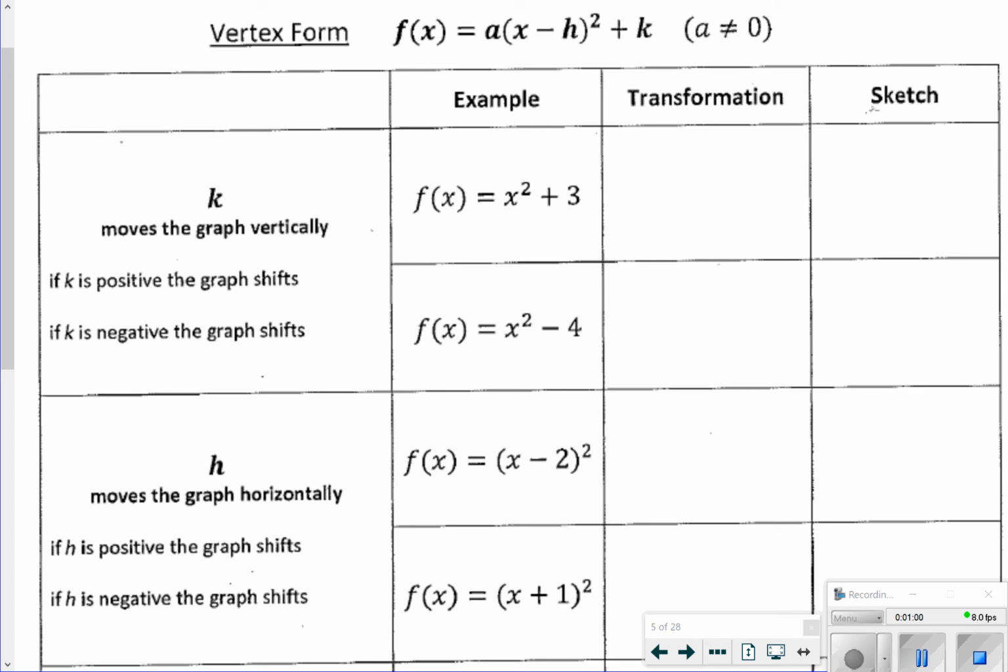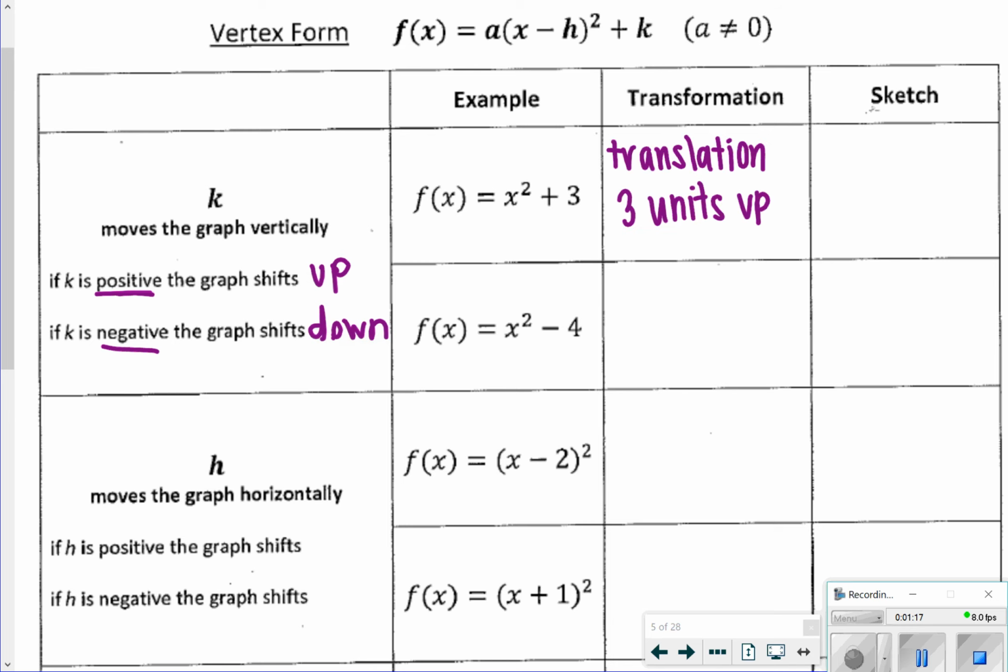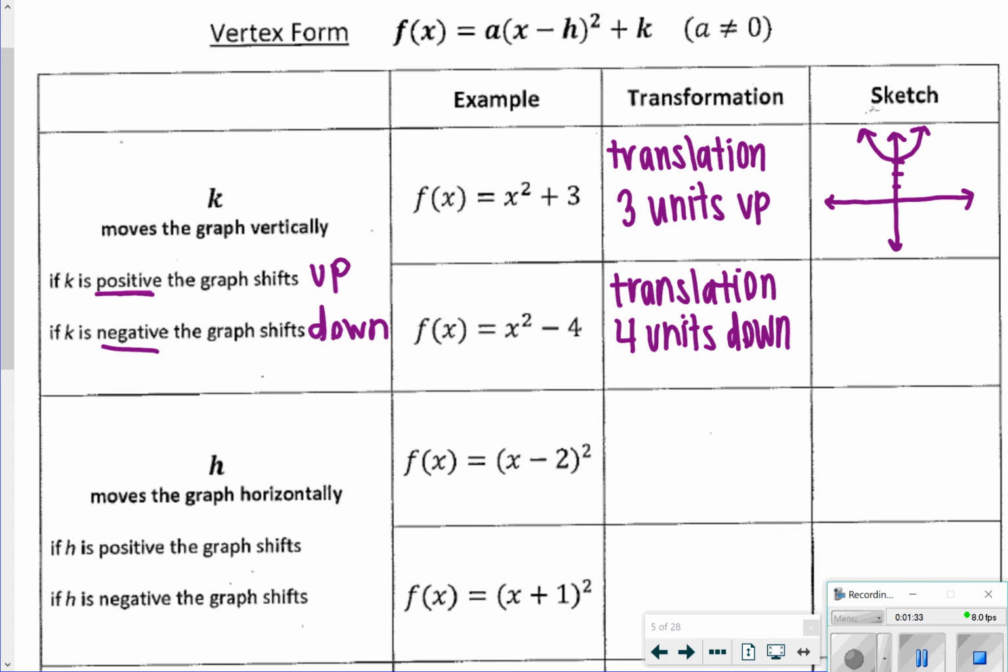K is going to move the graph vertically. So if K is positive, the graph will shift up, but if K is negative, the graph will shift down. So what we're going to talk about is each transformation here and then sketch an example. For the first one, if we have x squared plus 3, that translation will be 3 units up. So when we sketch it on a graph, the graph would look something like this. If we have f of x is equal to x squared minus 4, that means we'll have a translation of 4 units down. And this is what that graph would look like. So just scooted 4 units down.